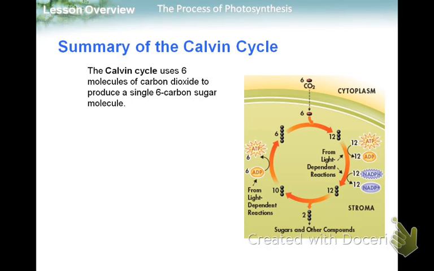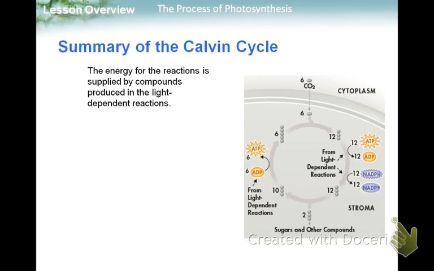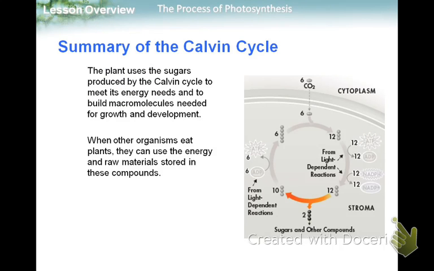So Calvin cycle, same thing as light-independent reactions. Use 6 molecules of carbon dioxide to produce 1 molecule of glucose. The energy that drives these reactions is supplied from the light-dependent reaction in the form of NADPH and ATP. Then the plants use those sugars produced by the Calvin cycle to meet their energy needs and build macromolecules needed for growth and development. When other organisms eat plants, they can use that energy that's stored in these compounds.